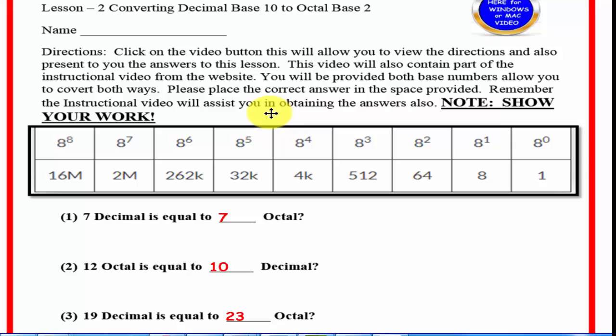Okay, hopefully your answers matched ours, and you have a pretty solid understanding of converting from decimal to octal. And who knows, this might help you in the future. You never know what's going to happen.